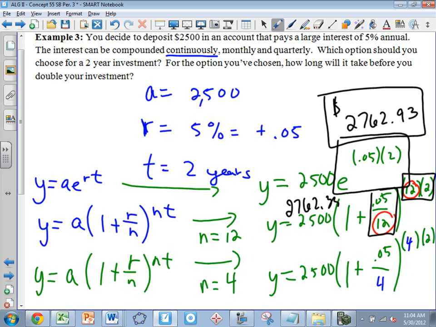2762.35. Which one's better, guys? Which one do you make more money in? Second one. More money. Oh, first one. First one. Again, what's your profit? Your profit would be this quantity minus 2,500, because you invested 2,500, right? This is how much you have, not how much you made. You made about $260 there.